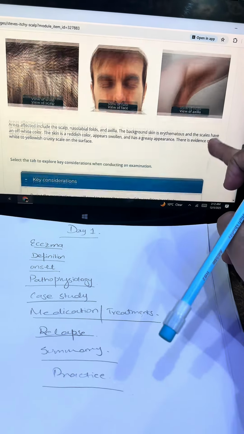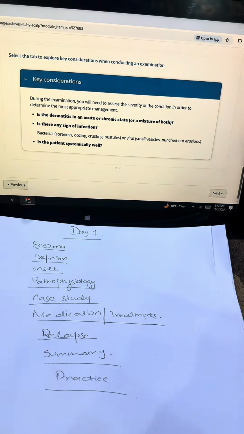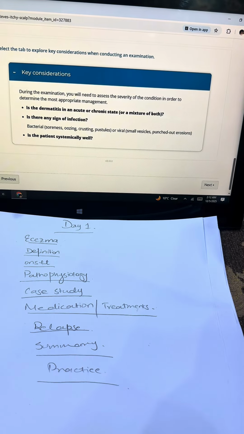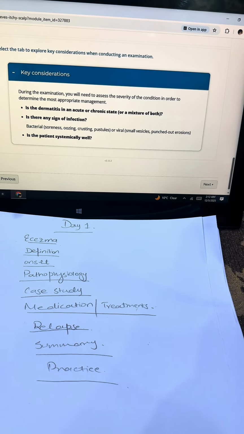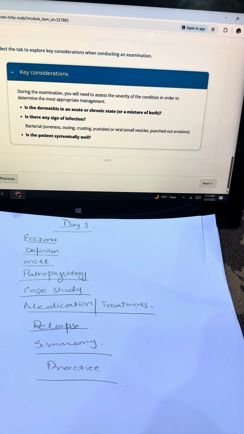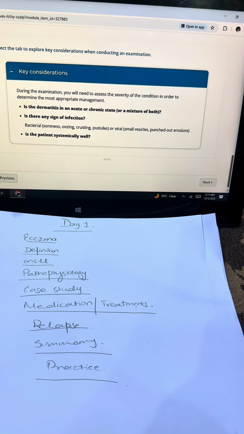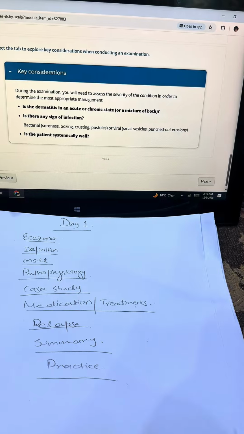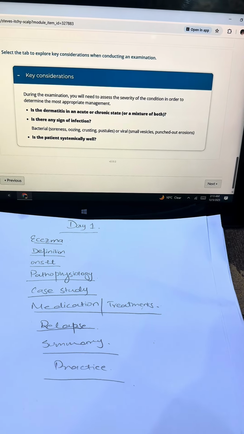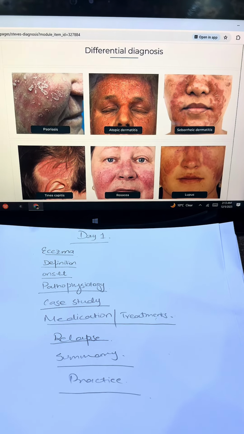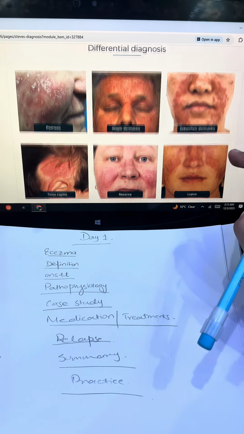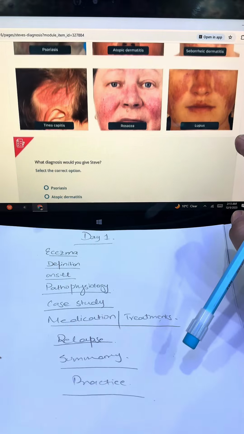In the examination, is the dermatitis acute or chronic? Acute means short term, chronic means long term, or a mix. Are there any signs of infection: bacterial, such as soreness, oozing, crusting, pustules, or viral? In viral infection, we may see small vesicles and punched-out eruptions. Is the patient systemically well or not? Steve's differential diagnosis is psoriasis, atopic dermatitis, seborrheic dermatitis, tinea capitis, rosacea, and lupus.